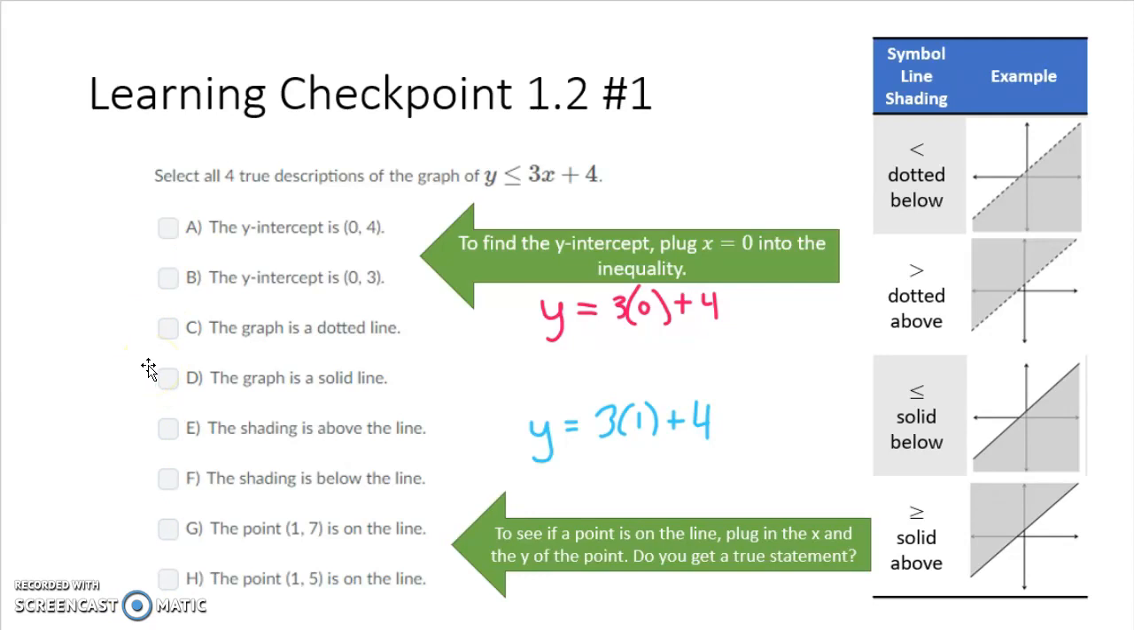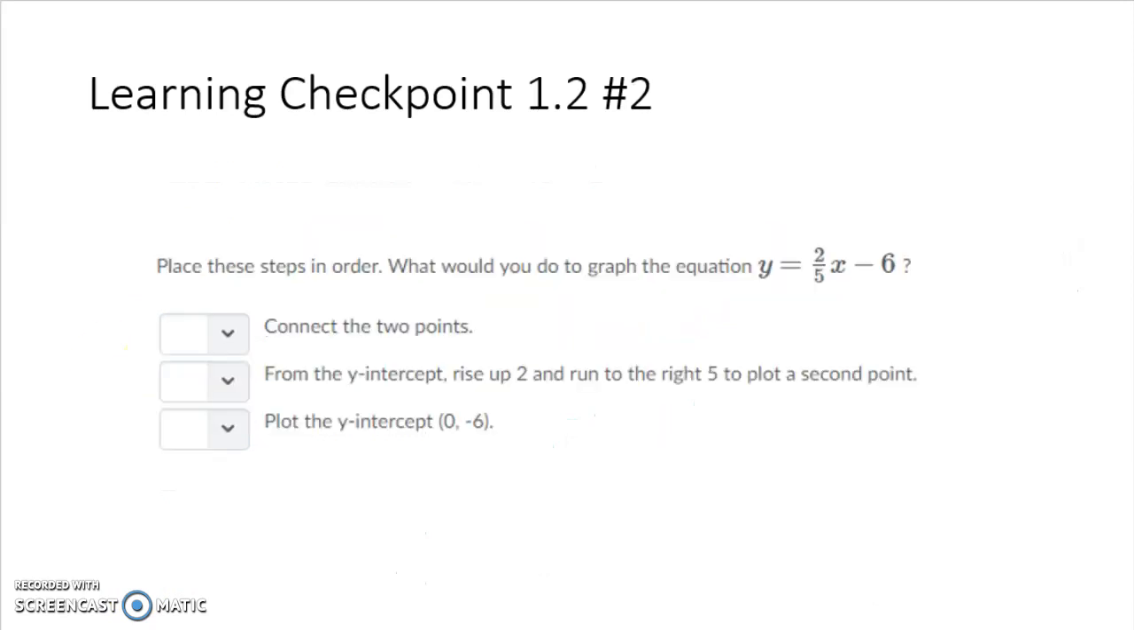Question number 2 asks you to place the steps of graphing an equation in the correct order. So these drop downs say 1, 2, and 3 on your checkpoint. What would you do to graph the equation y equals 2/5 x minus 6? When we talked about it in class, we said that we should always start with plotting our y-intercept. After you plot the y-intercept, you need to plot a second point by rising and running according to your slope. Then, once you have your 2 points, you will connect them with a straight line.